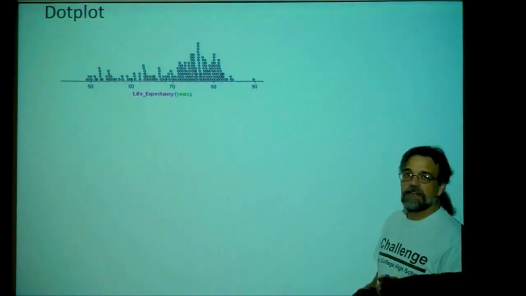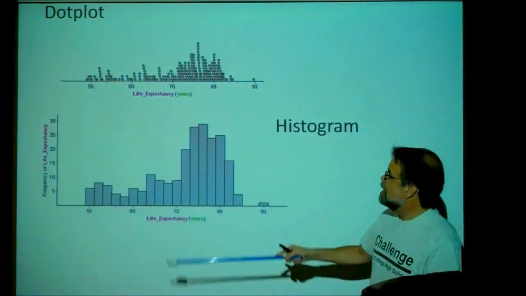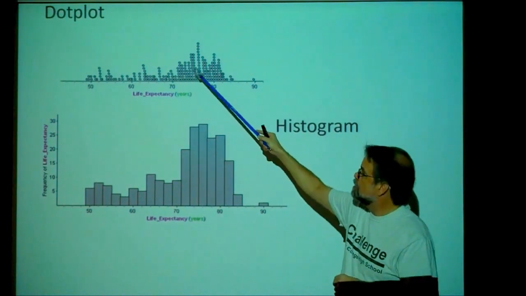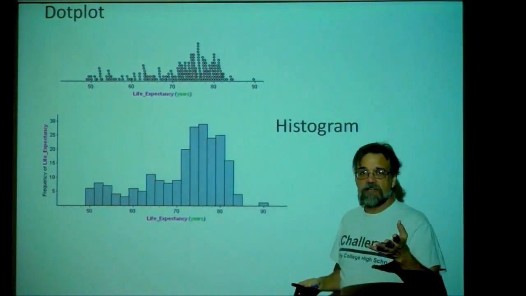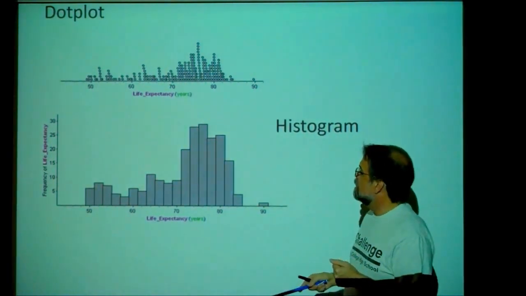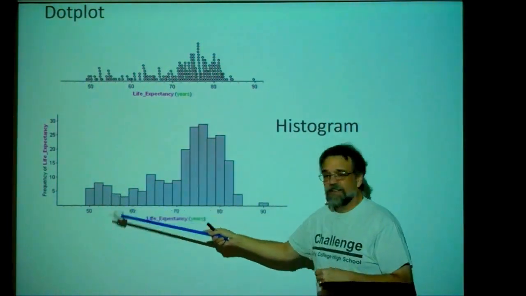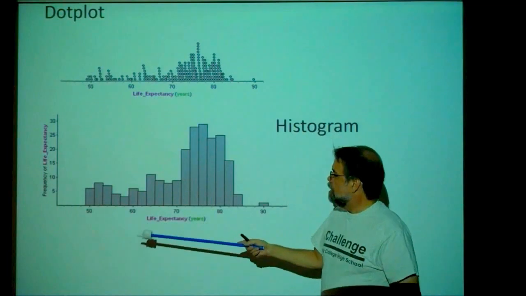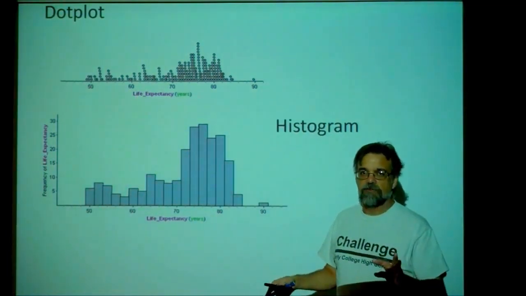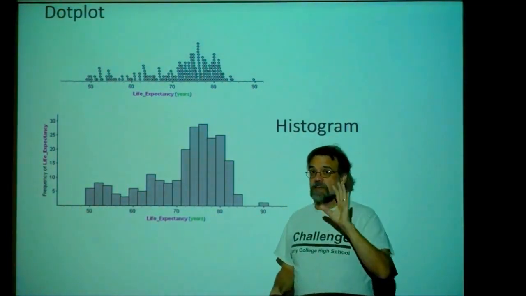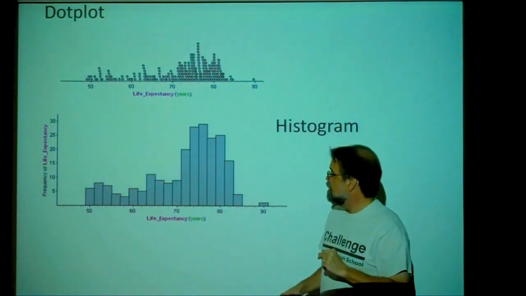Now let's look at histograms. I left this dot plot up here so we can compare the dot plot to the histogram. This is the life expectancy data set. Now, each of these looks like a bar chart, right? It's not a bar chart. It's a histogram. Bar charts are used for categorical data. Histograms are used for quantitative data.